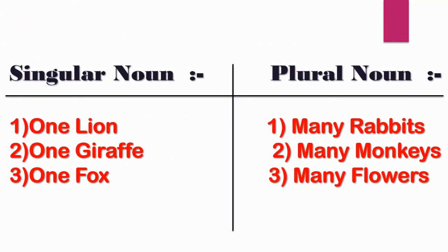From the previous picture, singular nouns are one lion, one giraffe, and one fox. And plural nouns are many rabbits, many monkeys, and many flowers.